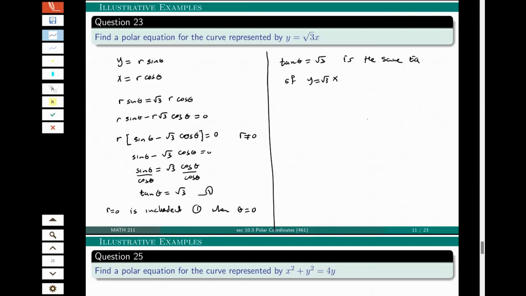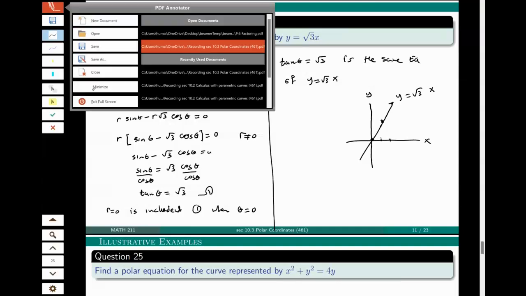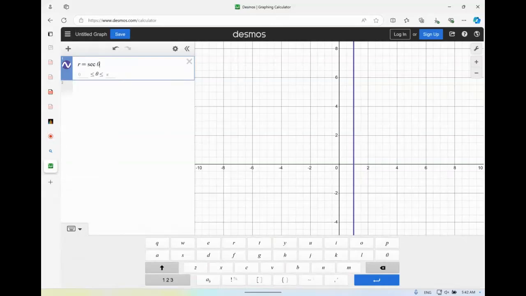Are they? Let's see. The graph, it looks like in the xy plane system, when x is 0, y is 0, and when x is 1, y will be root 3. So that's the equation y equal to root 3 times x. Let's see in polar coordinates, are they the same? If I say here, tan theta is equal to what? What did I say?